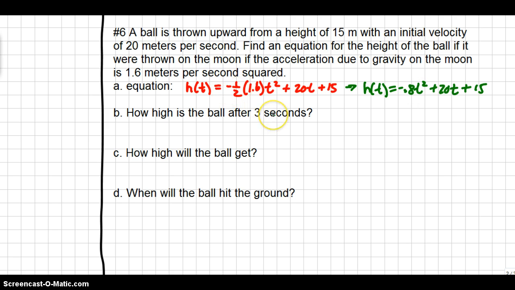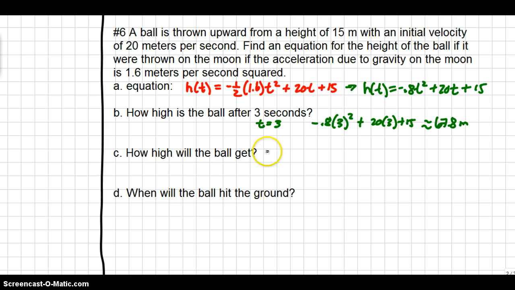How high is the ball after 3 seconds? To figure that out, you'd simply just fill in a 3 for t. So you'd calculate here with your calculator -0.8, 3 squared plus 20 times 3 plus 15. And when you calculate that, you should get 67.8 if you round it to the 10th.